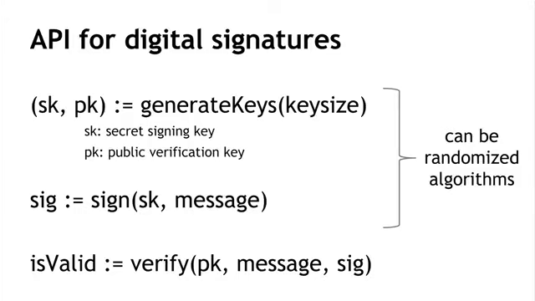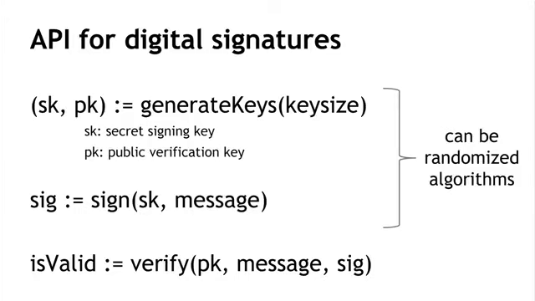SK will be a secret signing key. This is information you keep secret that you use for making your signature. And PK is a public verification key that you're going to give to everybody and that anybody can use to verify your signature when they see it. The second operation is the sign operation. You take your secret signing key and you take some message that you want to put your signature on, and it returns sig, which is a signature. It's just some string of bits that represents your signature.